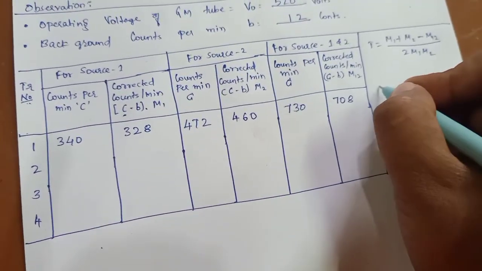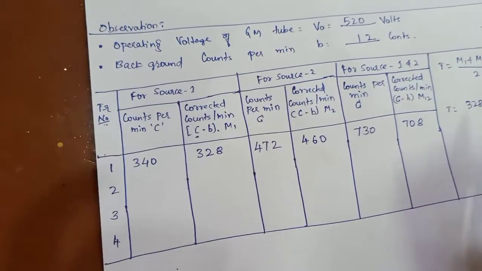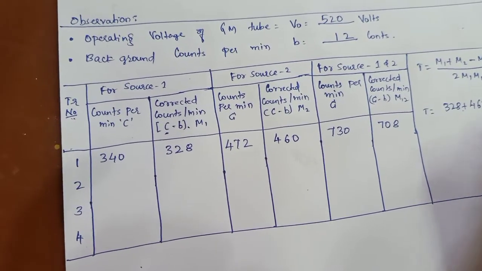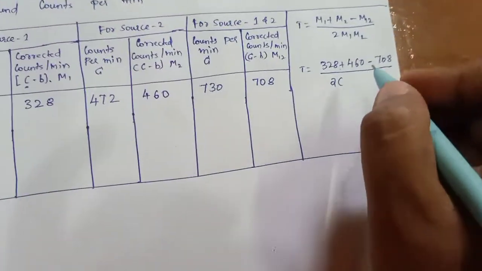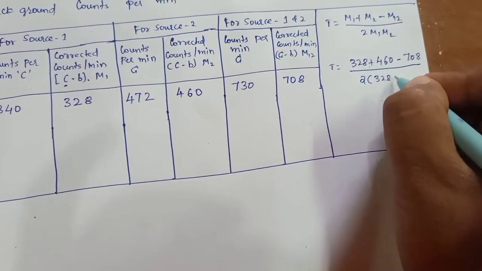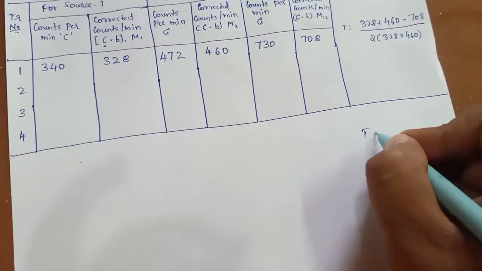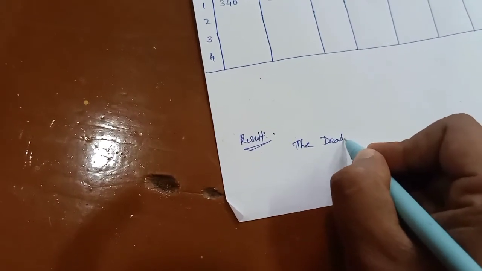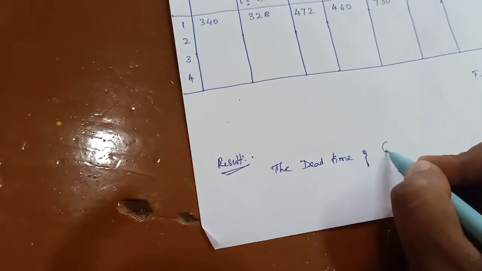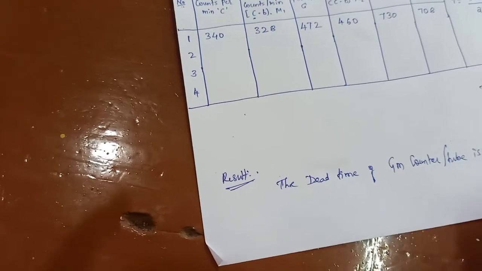Now T is equal to (M1 + M2 − M12) divided by 2 M1 M2, where M1 is 328, M2 is 460, and M12 is 708. This time is known as the dead time. The dead time of the GM counter or tube is dash seconds.